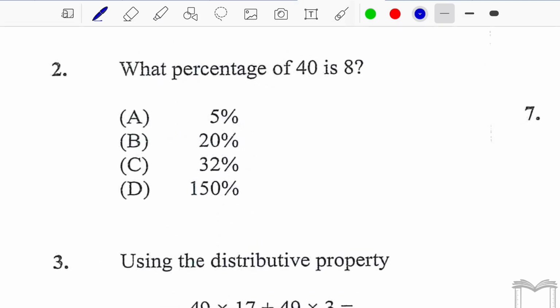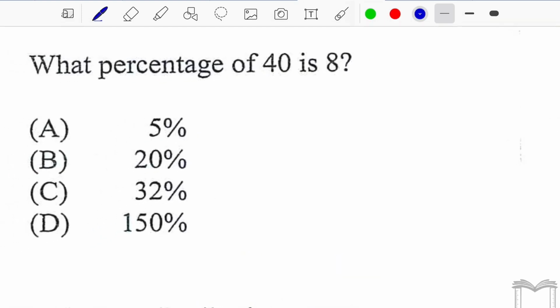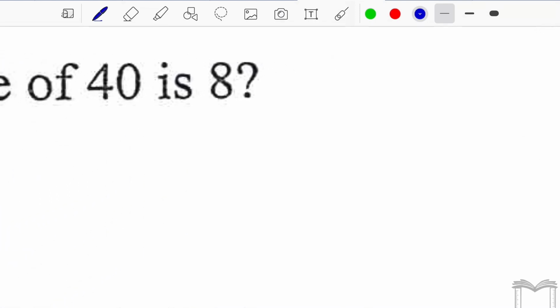Number 2. What percentage of 40 is 8? So when we see a question like this, of will be the denominator and is will be the numerator. So normally they ask it like 8 is what percent of 40. The way they ask it here is a little bit tricky. So remember, is the numerator and of is the denominator. So we can write this as a fraction and then it will be easy to write it as a percentage.